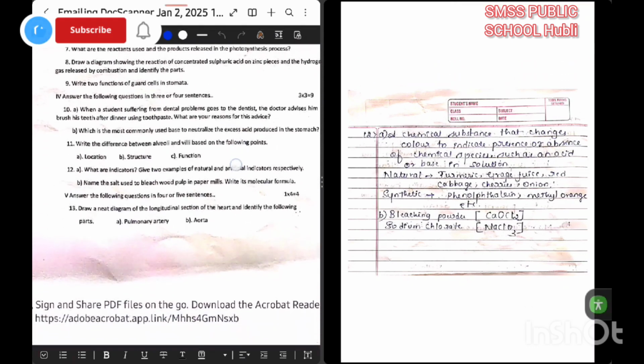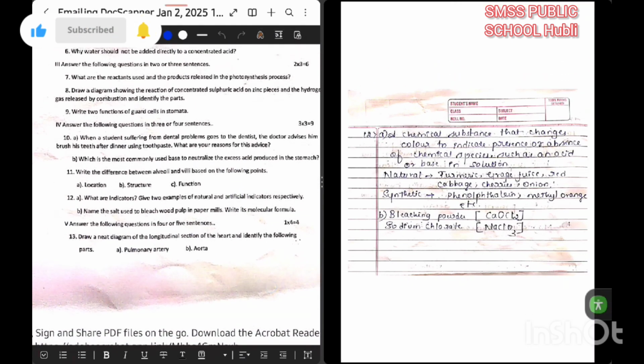Then question number 12, part A: what are indicators? Give two examples each of natural and artificial indicators. In this, you need to mention the definition of indicators. An indicator is a chemical substance that changes color to indicate the presence or absence of a chemical species, such as an acid or a base in the solution. So for that we use these chemical substances called indicators.